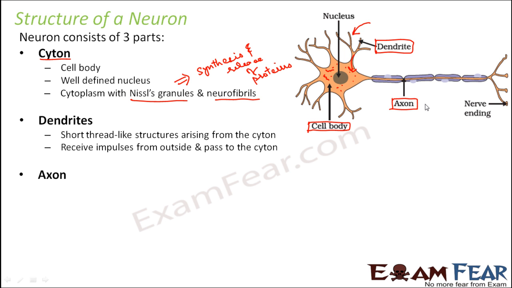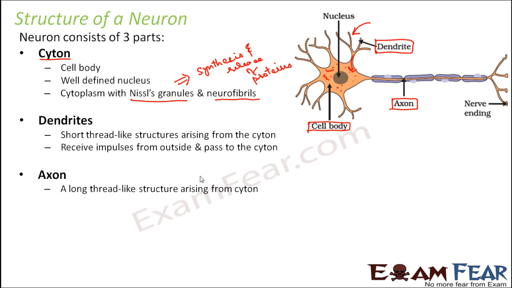As I said, each neuron is going to help in transmitting impulses. Now how will they transmit the impulse? One end of the neuron will receive the impulse and bring it inside the neuron. The other end of the neuron will throw it out of the neuron.